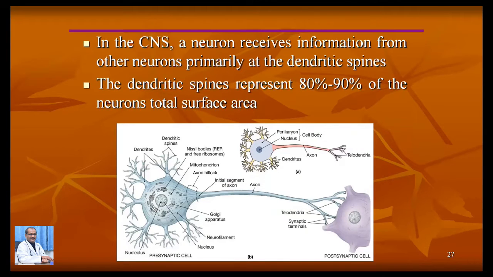And in the central nervous system, the neuron receives information from other neurons, primarily at the dendritic spines. The dendritic spines represent 80 to 90% of the neuron's total surface area. So these branches contain 80 to 90% of the neuron's total surface area.